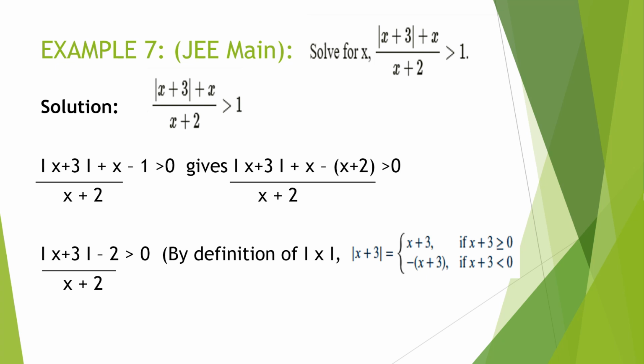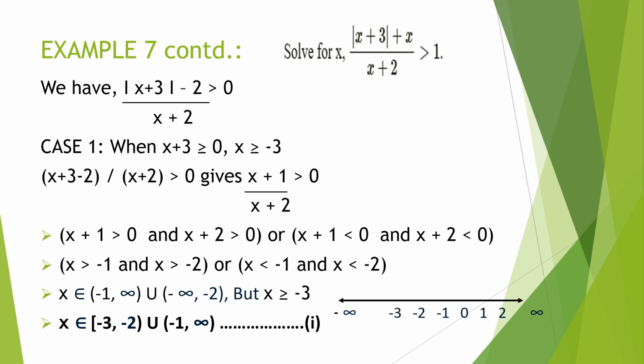Now see, what is the definition of mod x? By the definition of mod x, mod of x plus 3 is equal to x plus 3 if x plus 3 is greater than or equal to 0. And mod of x plus 3 is equal to minus of x plus 3 if x plus 3 is less than 0. This is by the definition of mod. So we will apply this here. From the inequality which we have, two cases are there by the definition of mod. Since we have mod of x plus 3, if x plus 3 is greater than or equal to 0, then in this case x is greater than or equal to minus 3.